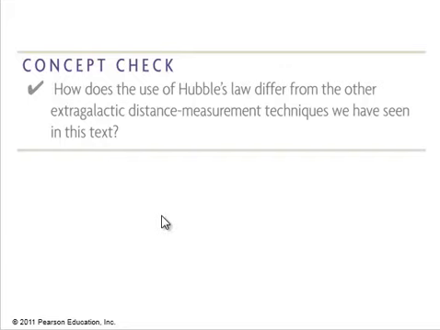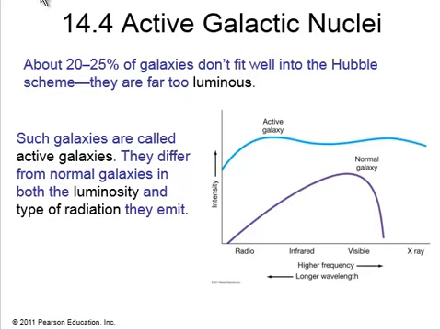Okay. Moving on to the next slide, we talk about active galactic nuclei here. Now, about 20 to 25% of the galaxies that are out there don't fit too well into the Hubble classification scheme. They are far too luminous. There's too much going on in the core. There's too much mass. There's too much luminosity. And so these are what we call active galaxies. Not that a normal galaxy isn't active, it certainly is, but these active galaxies are out there.